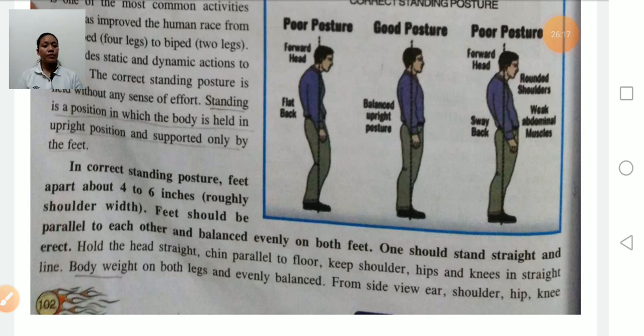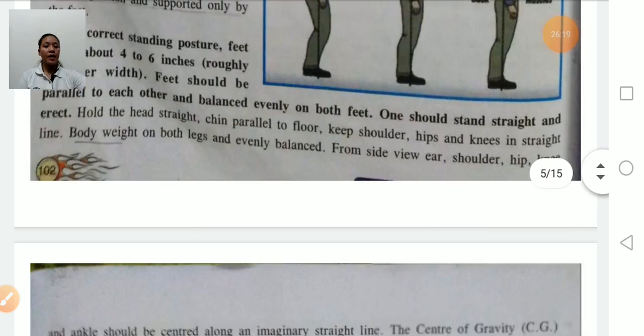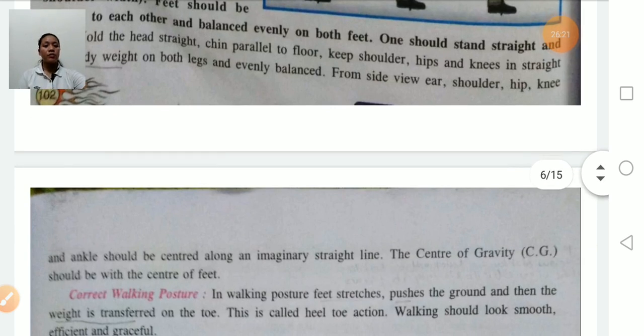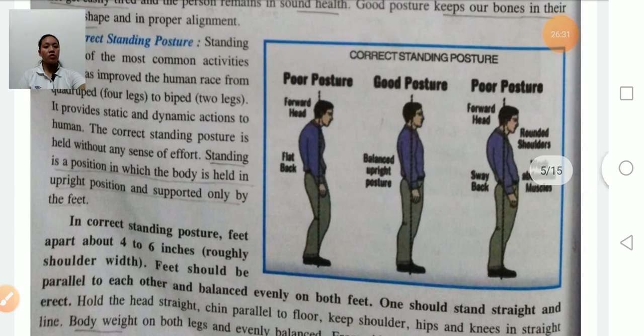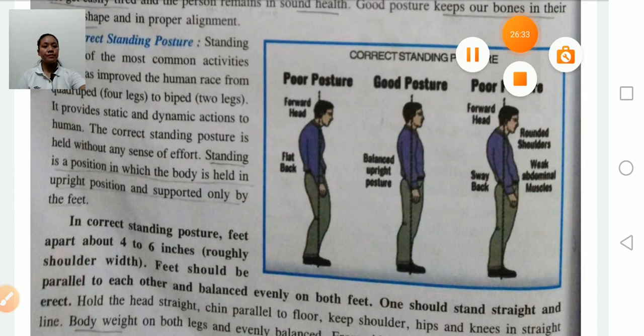From the side view, ear, shoulder, hip, knee and ankle should be centered along an imaginary straight line. The center of gravity should be with the center of the feet. The center of the feet is the center of gravity.